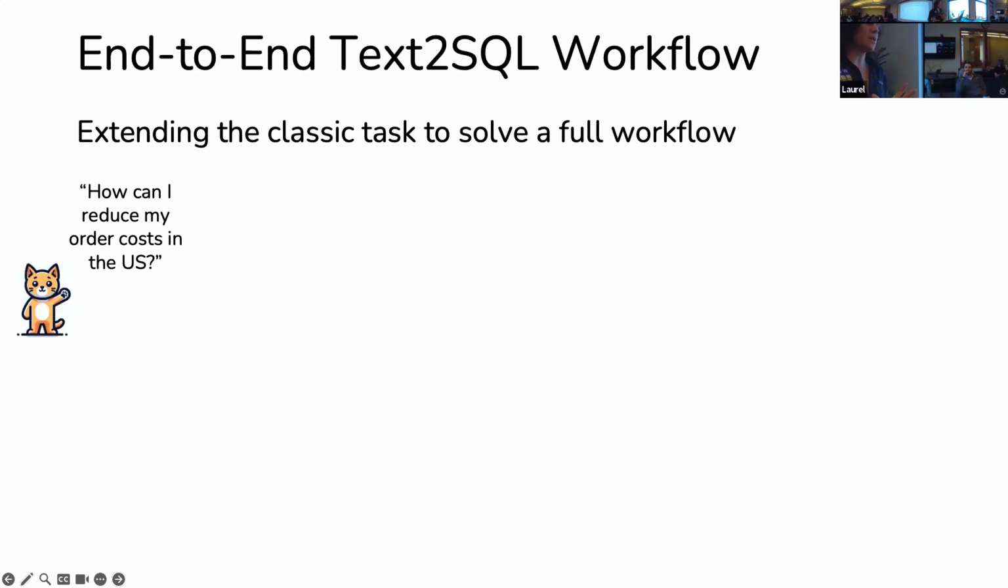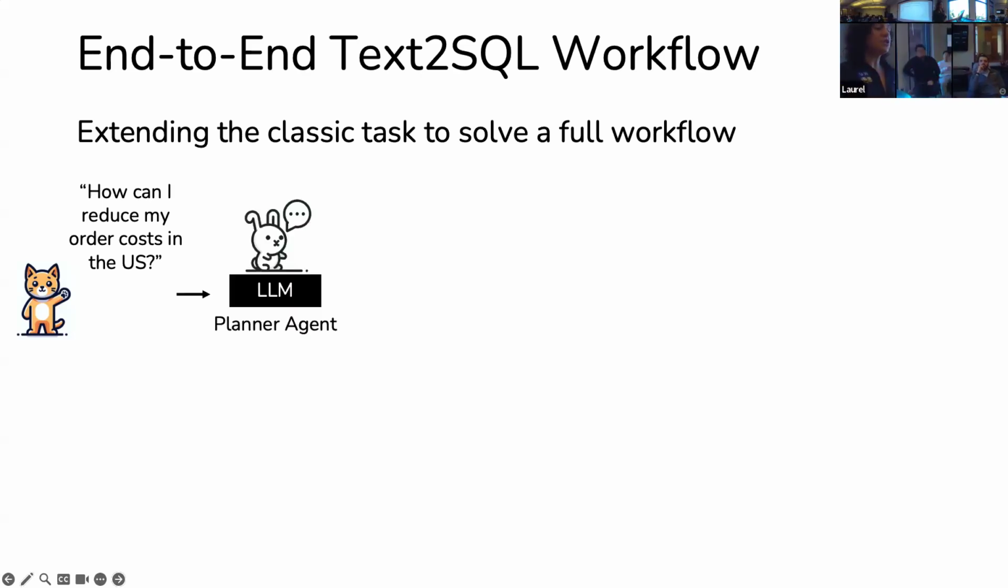To start, I'm going to give a fairly concrete example of what an actual end-to-end workflow would look like, built on top of that text-to-SQL use case that we saw before. Here we have a user who's coming in and saying, hey, how can I maybe reduce my cost in the US? Maybe you have these work orders that all have a cost associated with them. As I mentioned earlier, you almost always have a planner agent that's going to start and try to break down the task given the set of agents that you have.